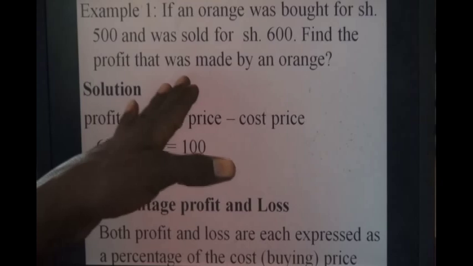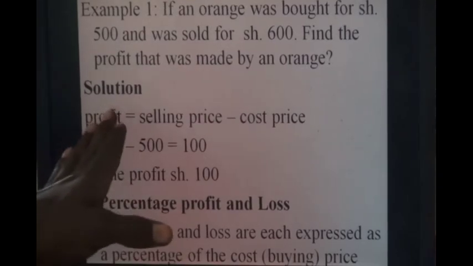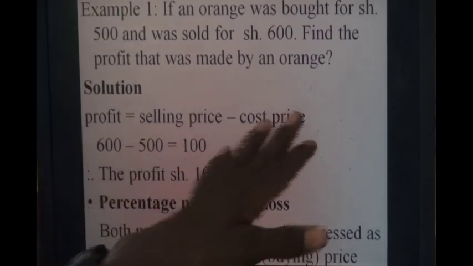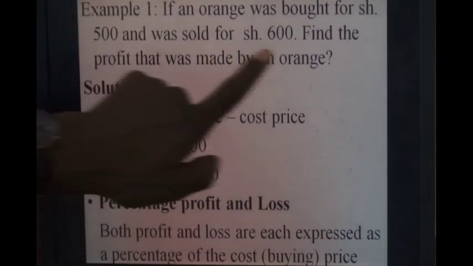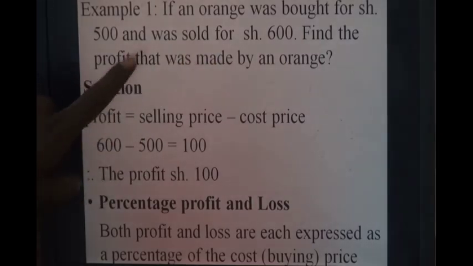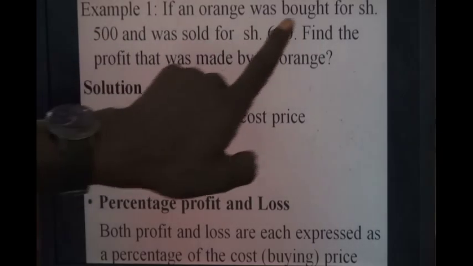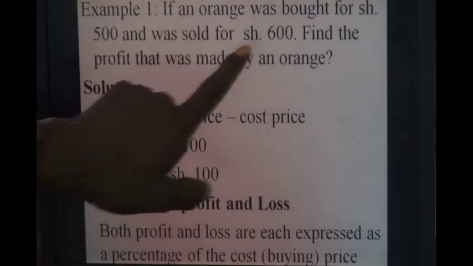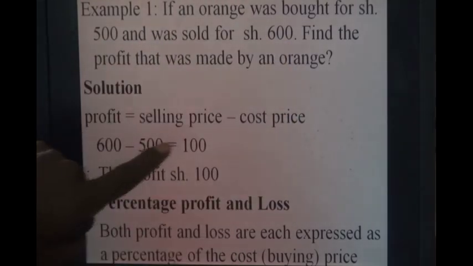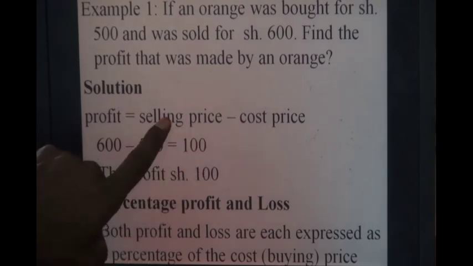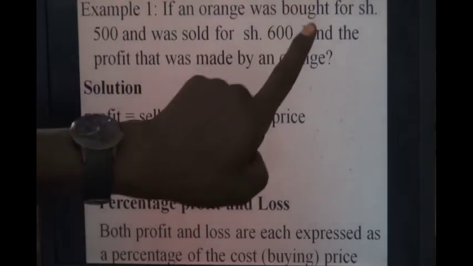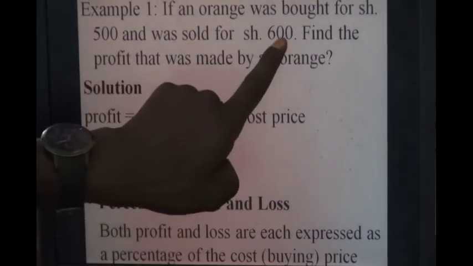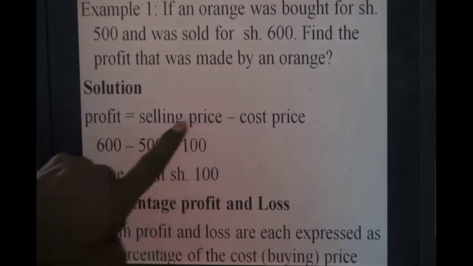So we are just looking for the profit, and as I said earlier, profit is equal to selling price minus cost price. The selling price was 600 and the cost price was 500. The price that you bought the orange for is called the cost price, and the price that you sold the orange for is called the selling price.